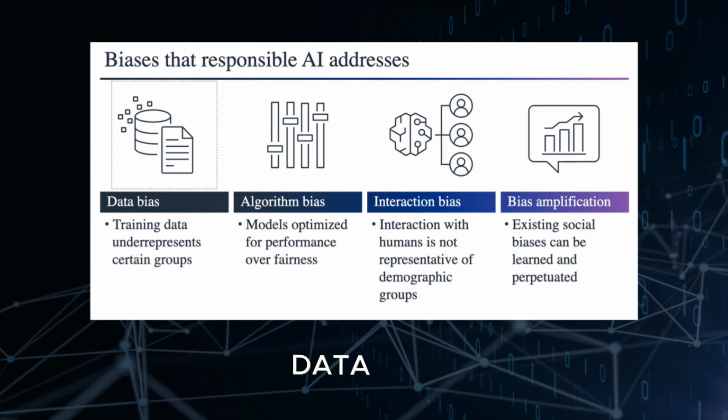Well, first is data bias. Training data underrepresents certain groups. And then algorithm bias. Models optimize for performance over fairness. And then interaction bias. Interaction with humans isn't representative of demographic groups. And then bias amplification. Existing social biases can be learned and perpetuated.